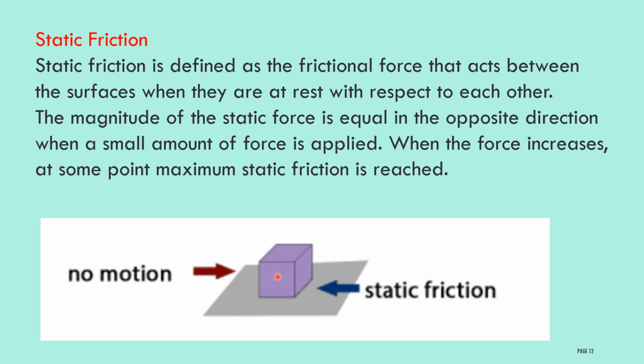Here no motion of the object will take place. The magnitude of the static friction is equal and opposite in direction. When a small amount of force is applied and the force increases, at some point maximum static friction is reached. Here you have to apply a force in this direction to overcome the static friction.